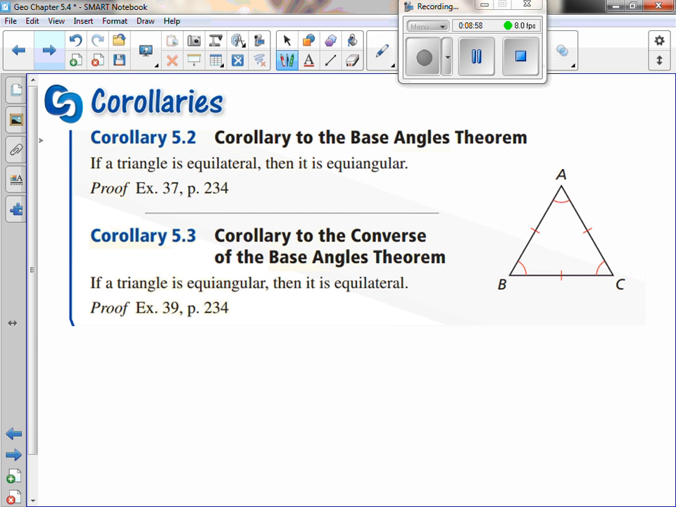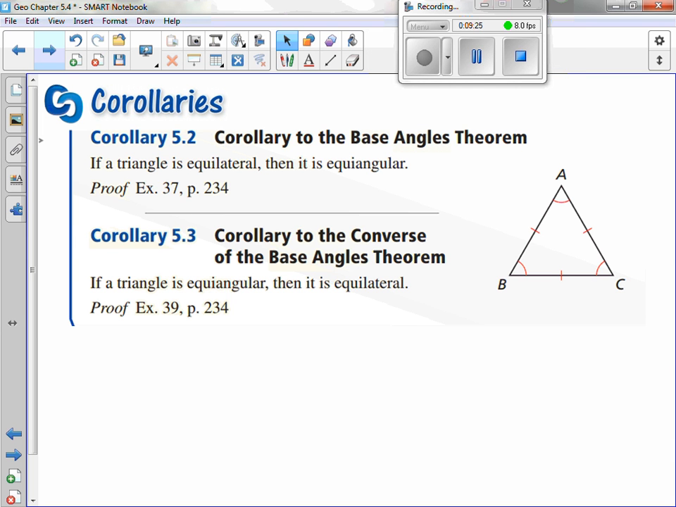If a triangle is equilateral, then it's equiangular. If a triangle is equiangular, then it's equilateral. So this is kind of helpful because from here on out, if a triangle is equilateral, it has to be equiangular. If a triangle is equiangular, all the angles are the same, then it has to be equilateral. These go together always.